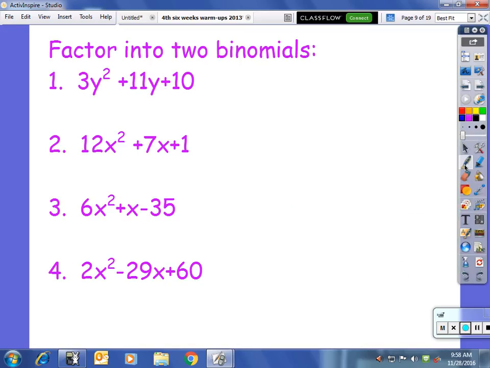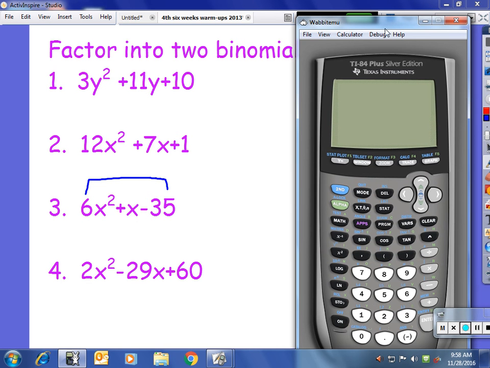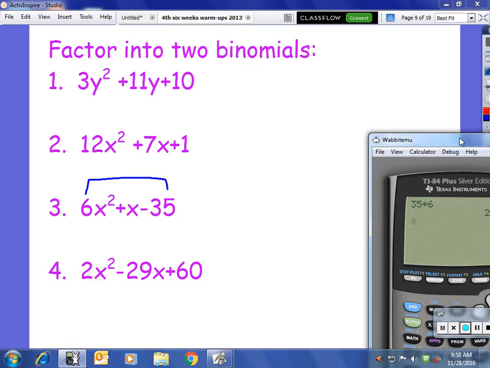First step is to ask yourself, is there a GCF? But none of these had a GCF. If there's no GCF, you start factoring. Multiply A times C. So 6 times negative 35. That's going to give me negative 210, right?